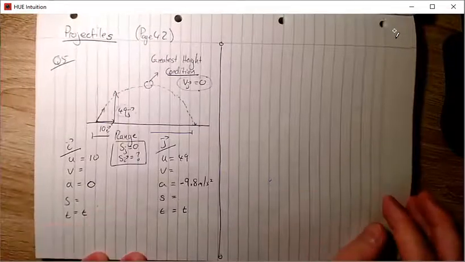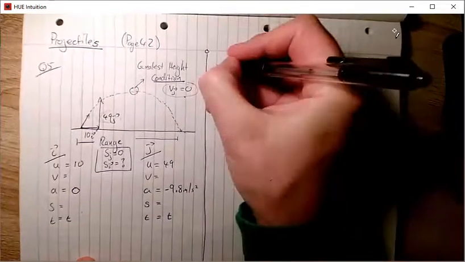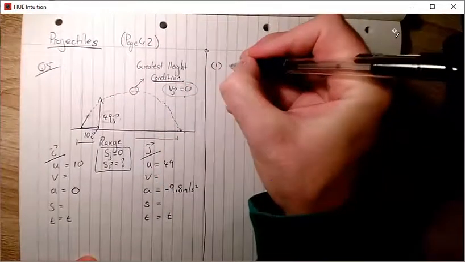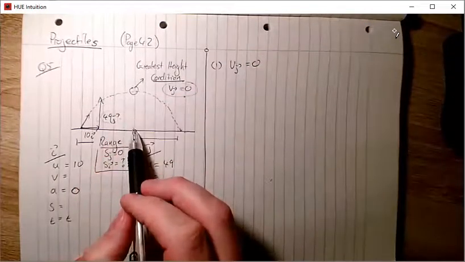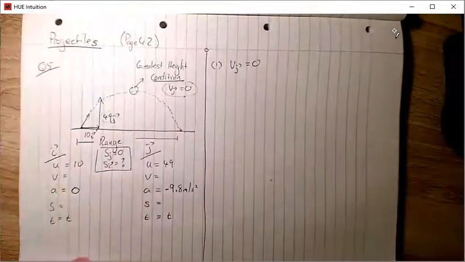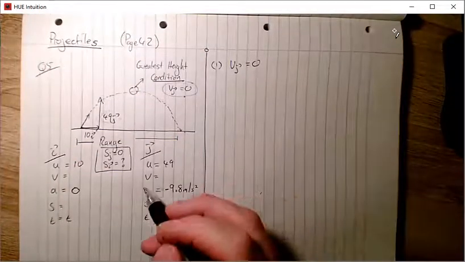So the question is, part 1, find the greatest height. So you come along and you say, well, what's my condition? Well, it's when my velocity in the j direction equals 0. That's when I'm at my greatest height. I've stopped moving in the upwards direction, but I haven't yet started moving downwards. So my velocity in the j direction equals 0.